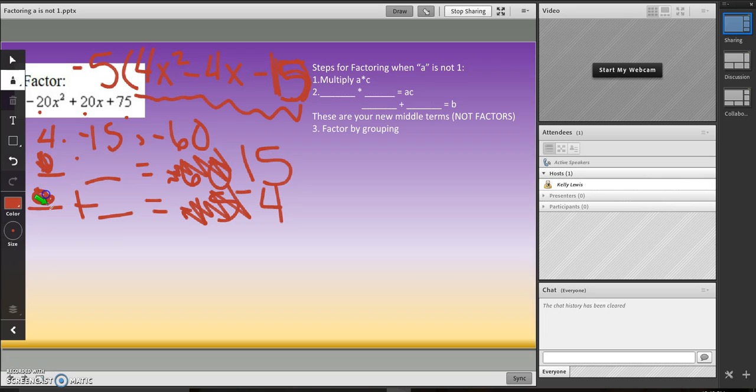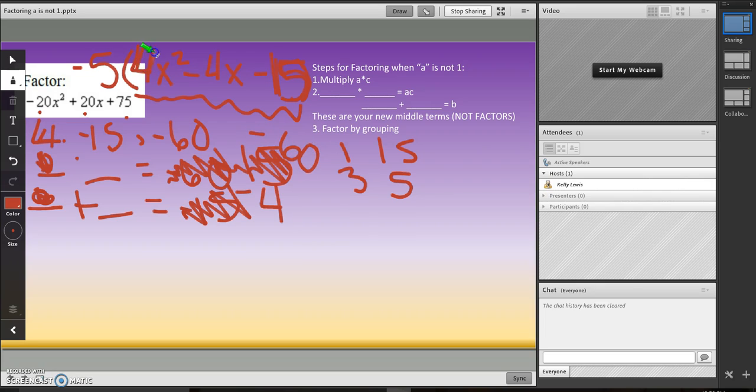Alright, well, 15 is 1 and 15, 3 and 5. 75 divided by 5 is 15. I'm right. Oh my gosh, Kelly. Y'all, I am so sorry. Y'all, I just get confused sometimes.